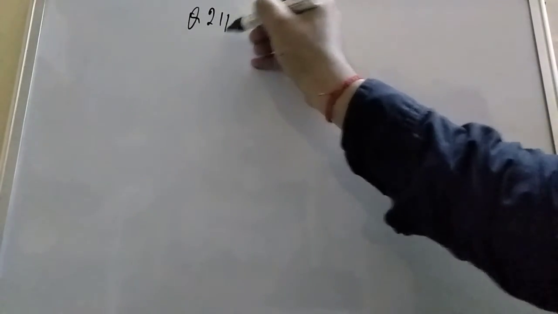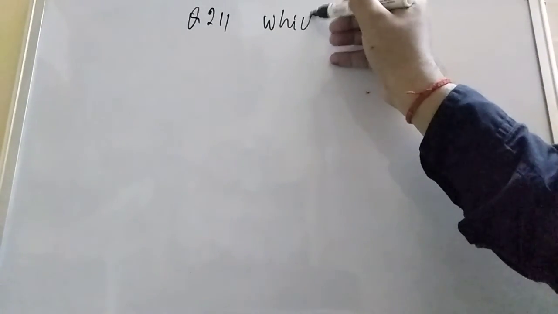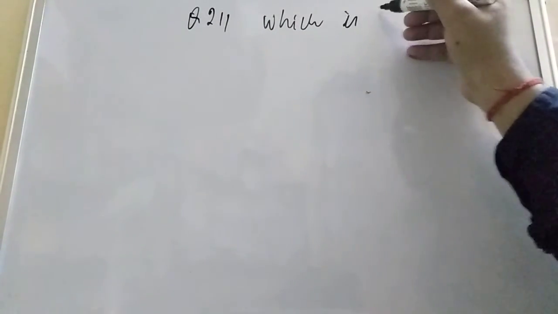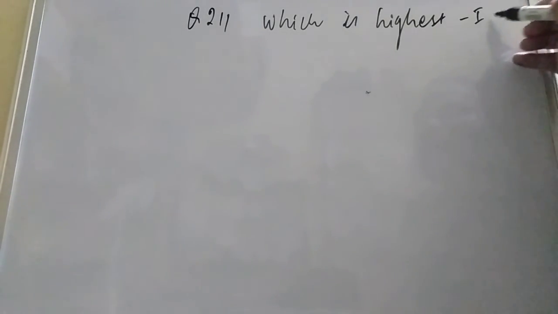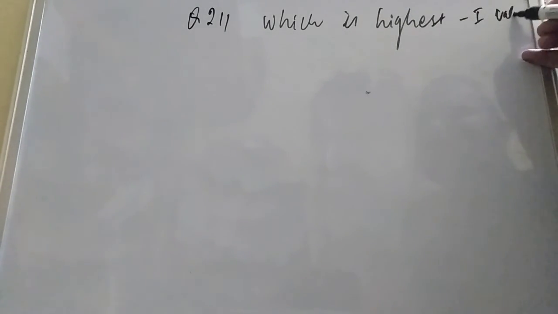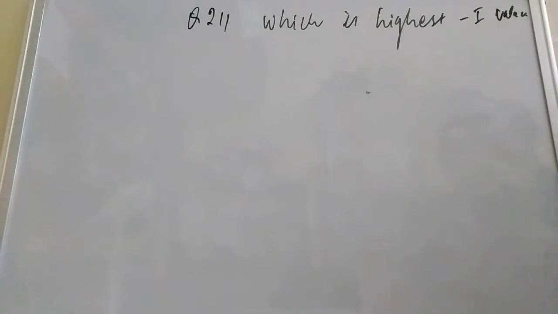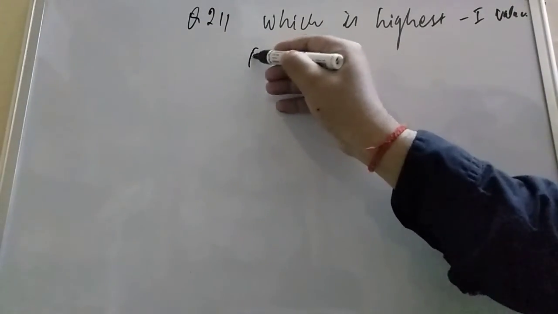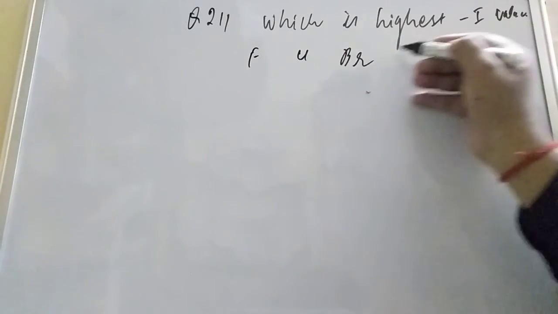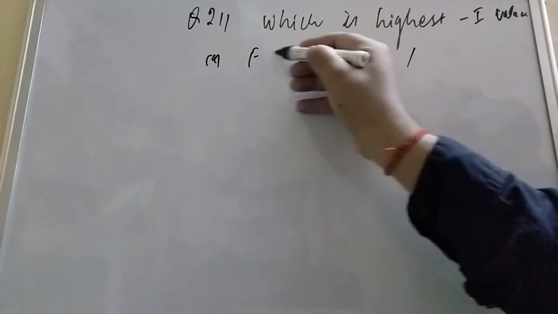Now one more question I am giving, students. Question number 2: which has the highest minus I value, the inductive effect? Fluorine, chlorine, bromine, iodine. These are the four options, students.